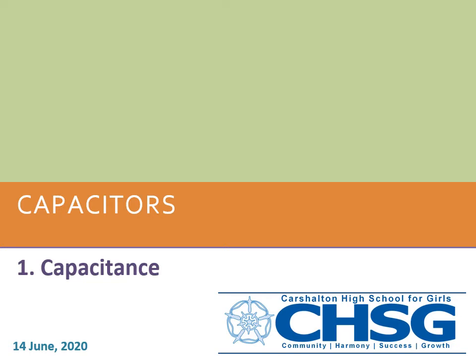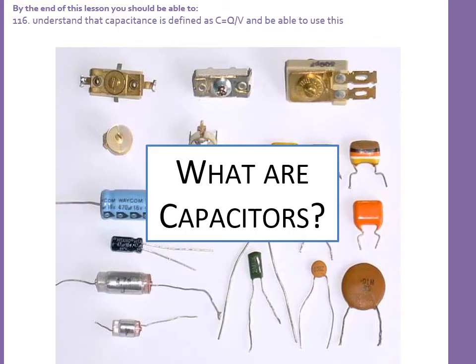Hello students, today we are going to start module 6, topic 1, capacitors. We will do the first lesson today, an introduction to capacitors and capacitance. By the end of this lesson, you should know what capacitors are, and you should understand that capacitance is defined as the ratio of charge to voltage and how we can use a capacitor.